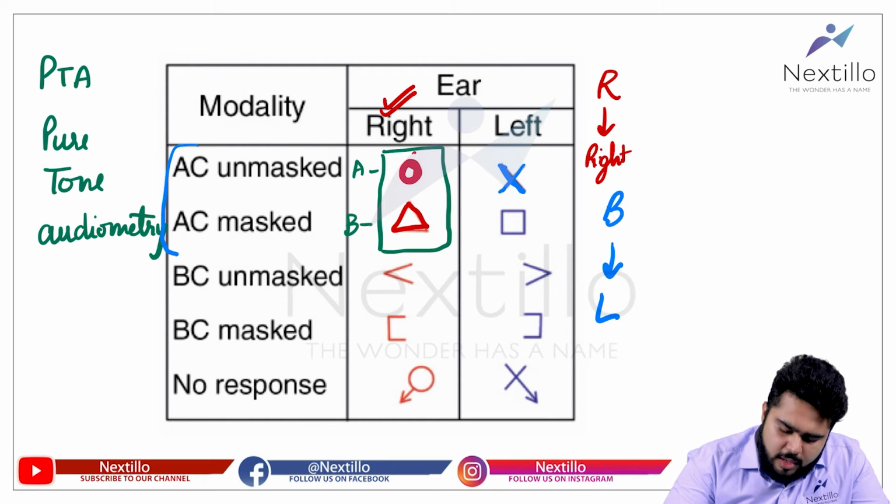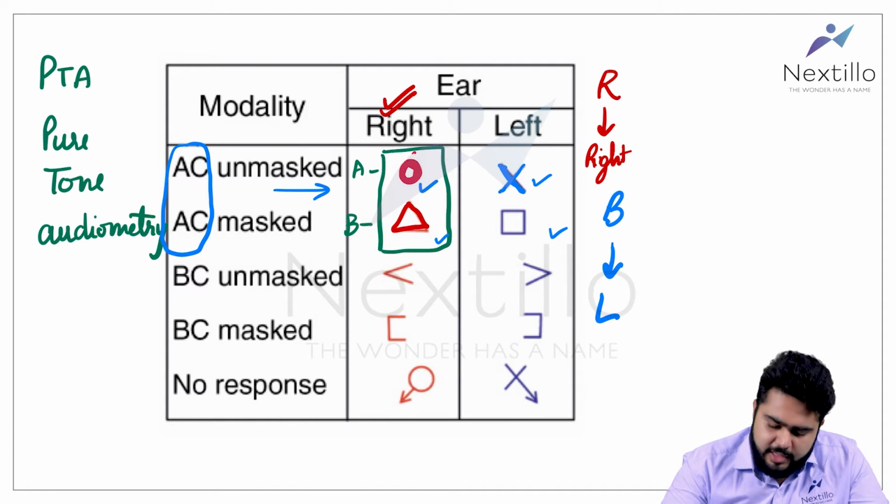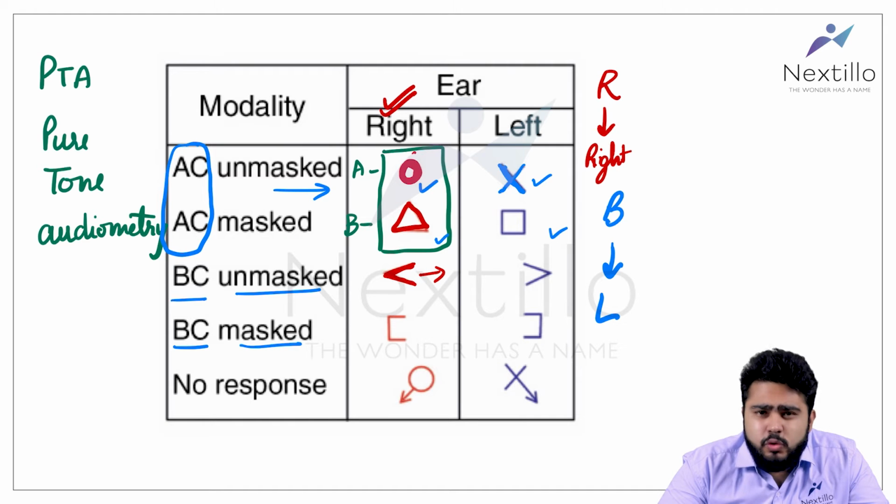Now, the upper 2 are for air conduction. Unmasked is this for the right side, this for the left side. Masked is a triangle and a square. Correct? Then bone conduction, unmasked. For the right side, it will be red. We all know. Now, it's very easy to remember also. On the right side, the bracket is open towards the right side. When it is masked, again, this bracket is also open towards the right side.